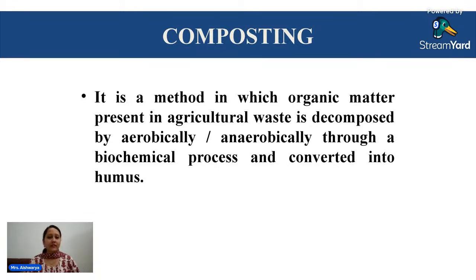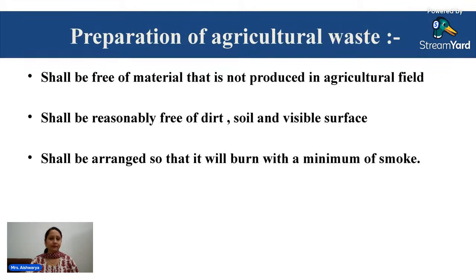The composting is divided into three steps: preparation of agricultural waste, second is decomposition, and third is product preparation and marketing. Preparation of agricultural waste: it shall be free of material that is not produced in the agricultural field, shall be reasonably free of dirt, soil and visible surfaces, and shall be arranged so that it will burn with a minimum of smoke.